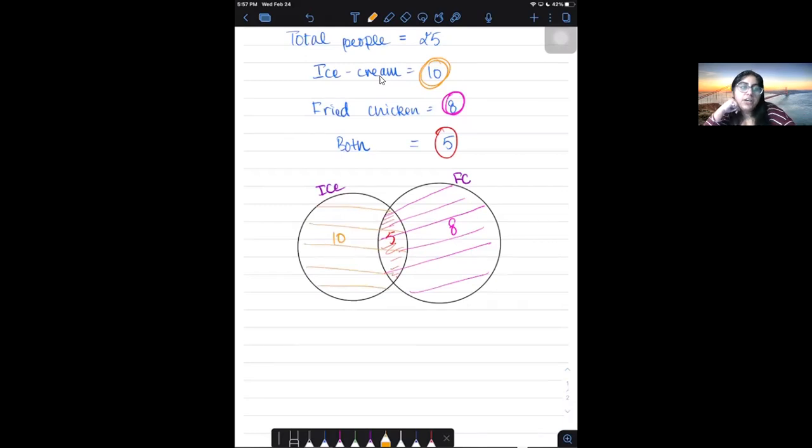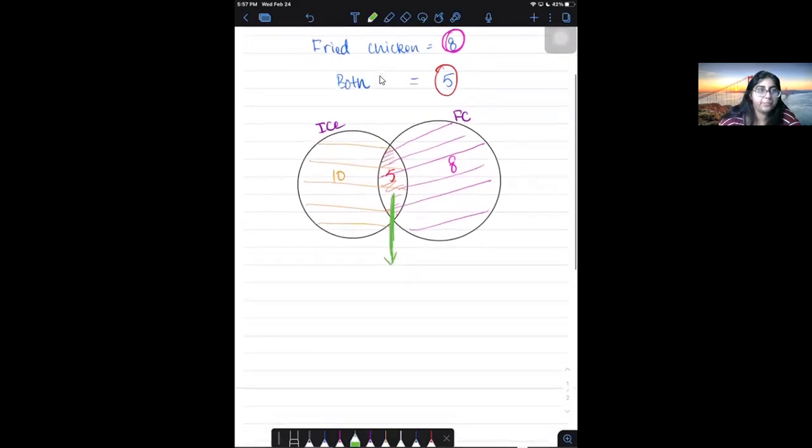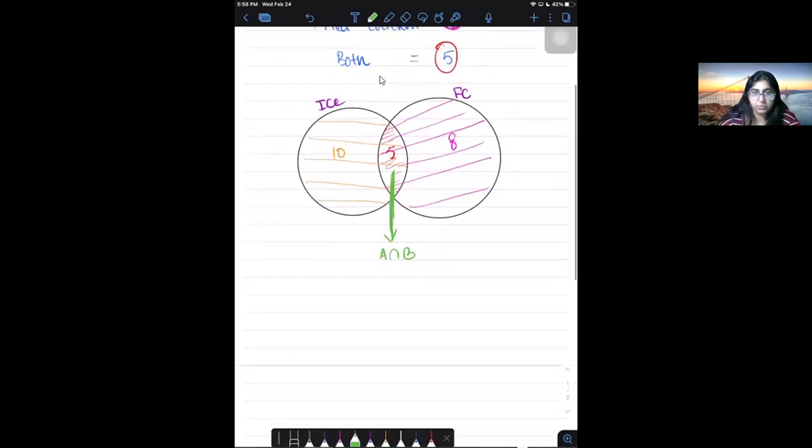All right. So I want to find the probability that a person who is selected likes neither ice cream nor fried chicken. How should I go about it? First, tell me, what does this area represent? Yes, both. In statistical terms, this represents A intersection B. Both ice cream and fried chicken.